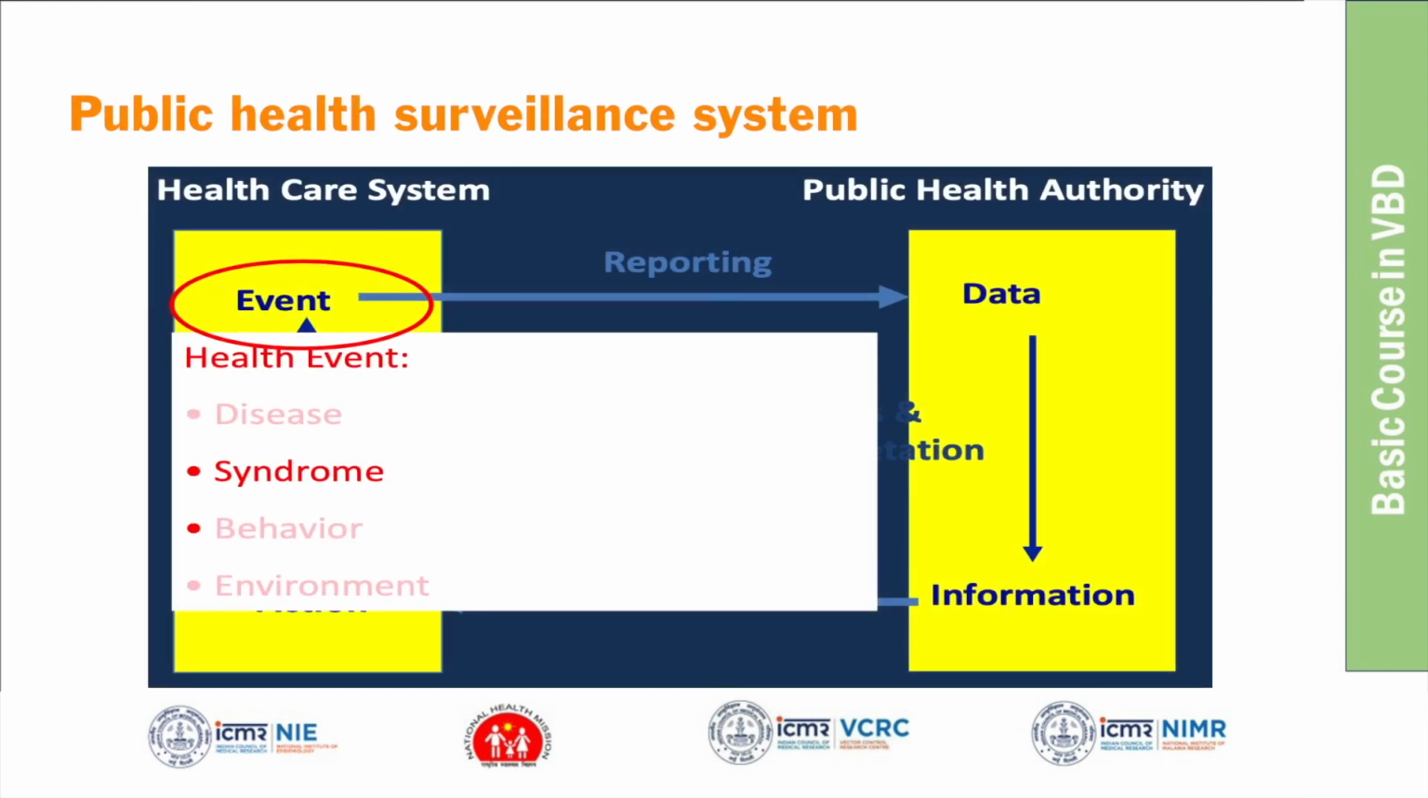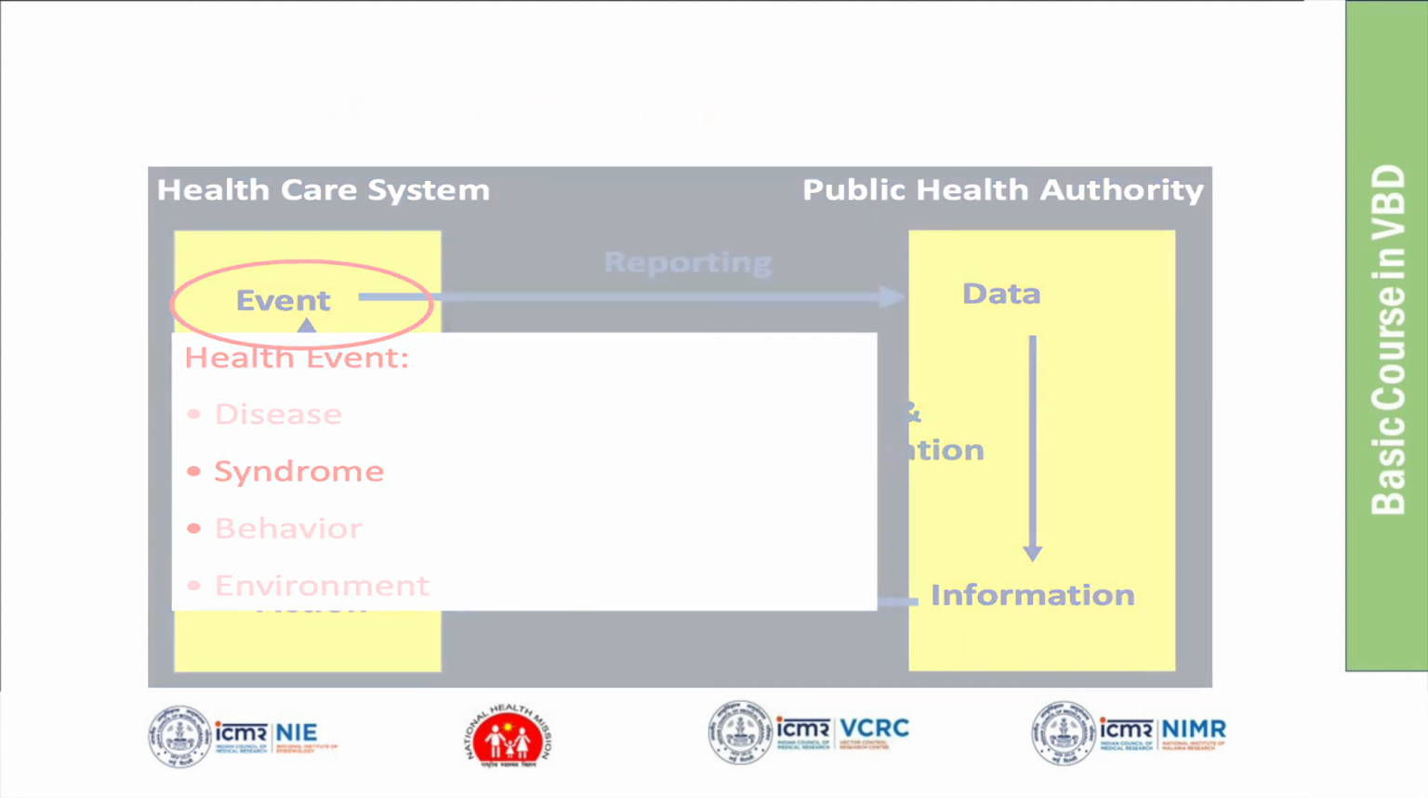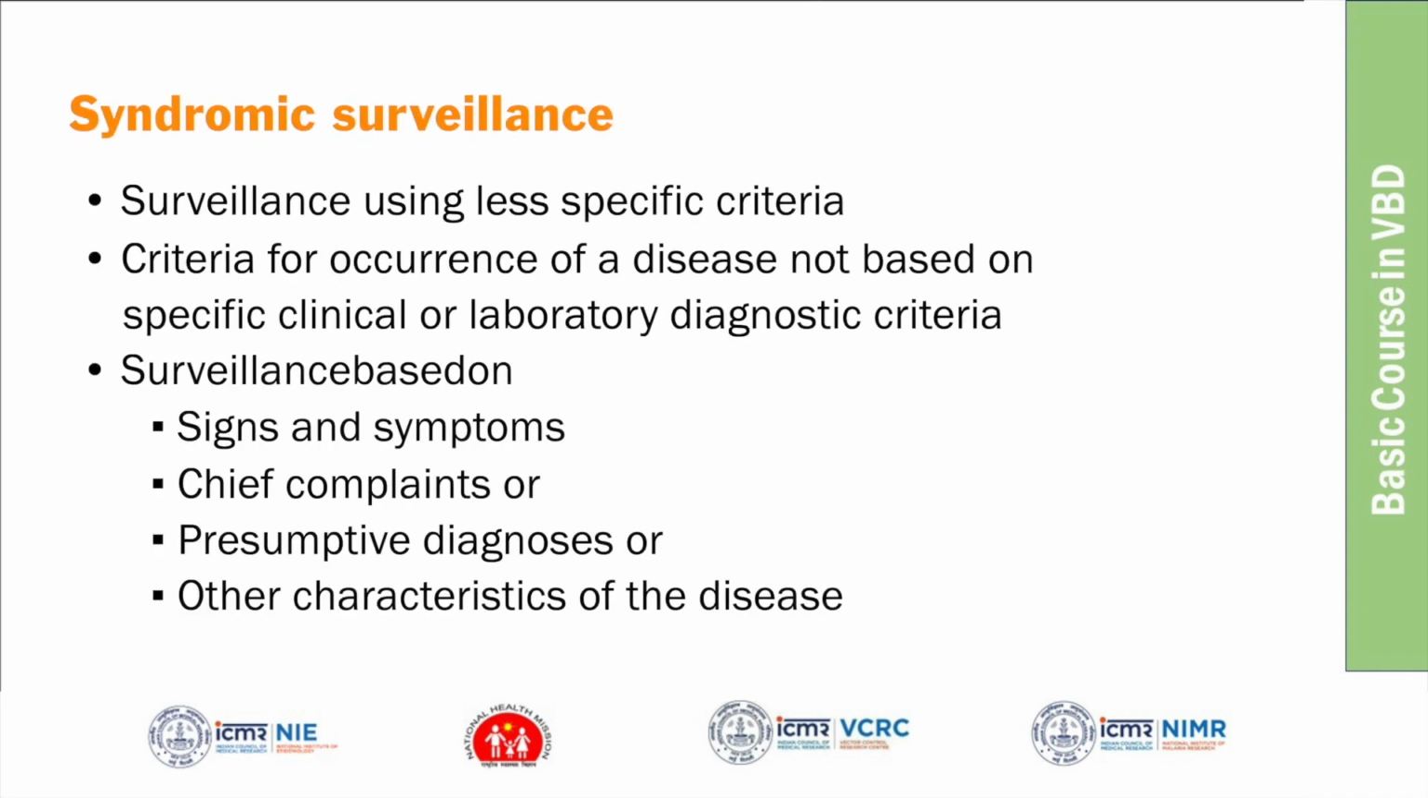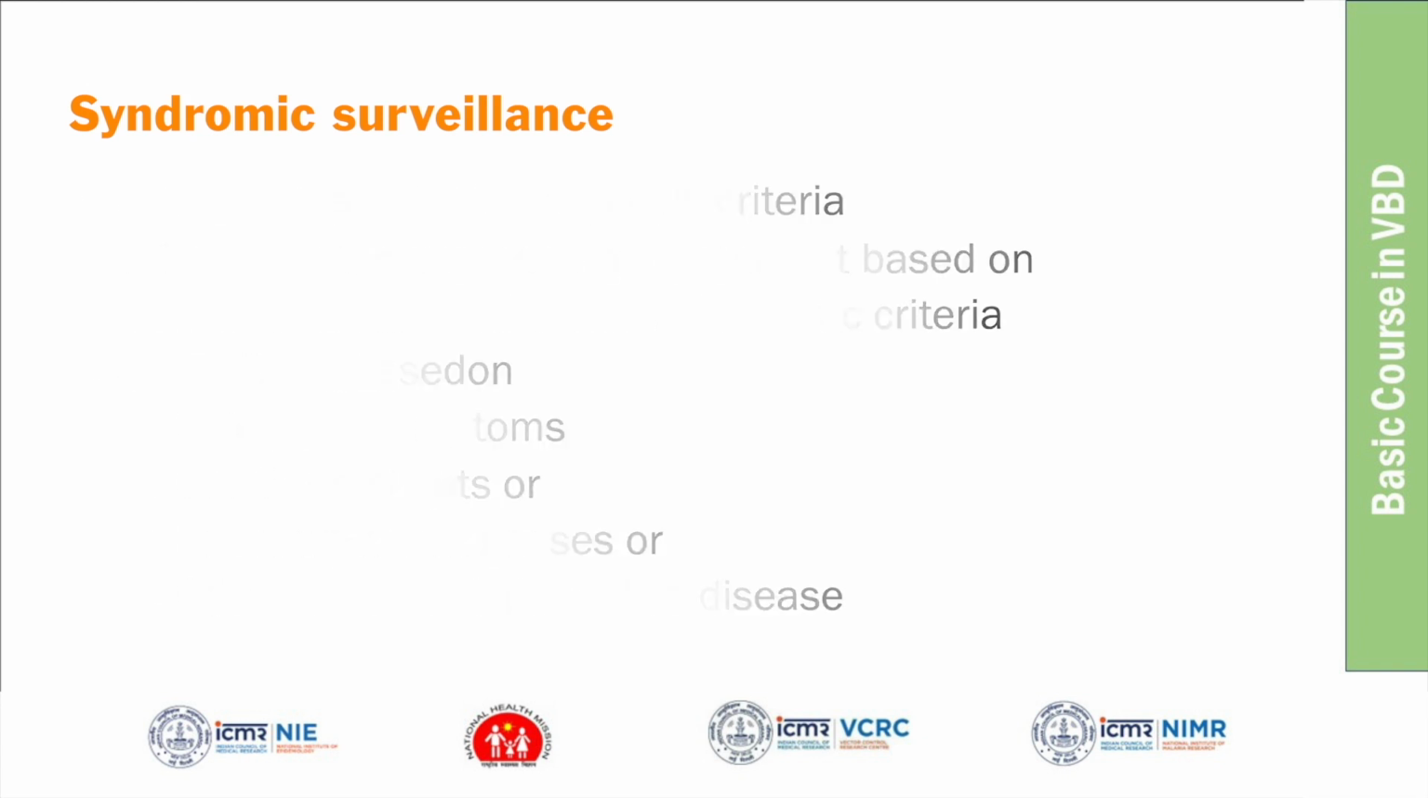So syndrome. In public health surveillance, we are not only collecting disease data, we are collecting syndromic data also. Syndromic surveillance uses less specific criteria. It's not a very strict definition of each disease. It is the occurrence of illness not based on specific clinical or laboratory diagnostic criteria. This surveillance is based on just signs and symptoms, like a fever. Fever is not a disease, but we can just collect fever surveillance. We collect based on signs and symptoms, chief complaints. This is called syndromic surveillance.